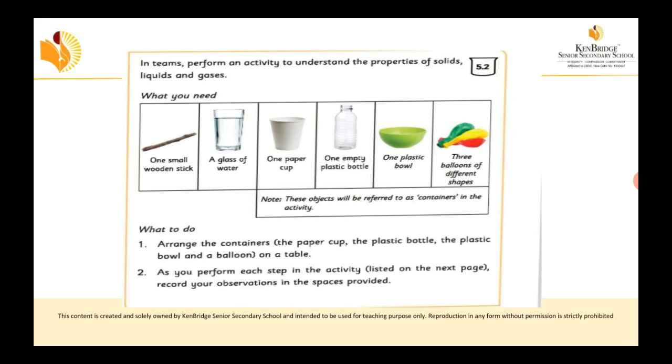So the needed things are one small wooden stick, the glass of water, one paper cup, one empty plastic bottle, one plastic bowl and three balloons. So arrange the containers, the paper cup, the plastic bottle and the plastic bowl, and the balloons on a table. As you perform each step in the activity, on the next page we have listed them.